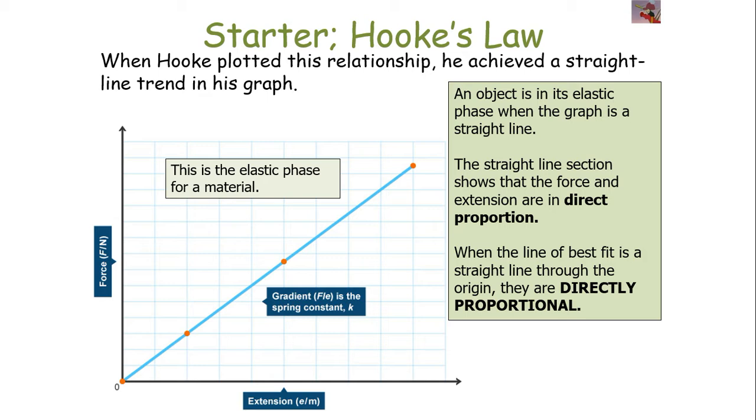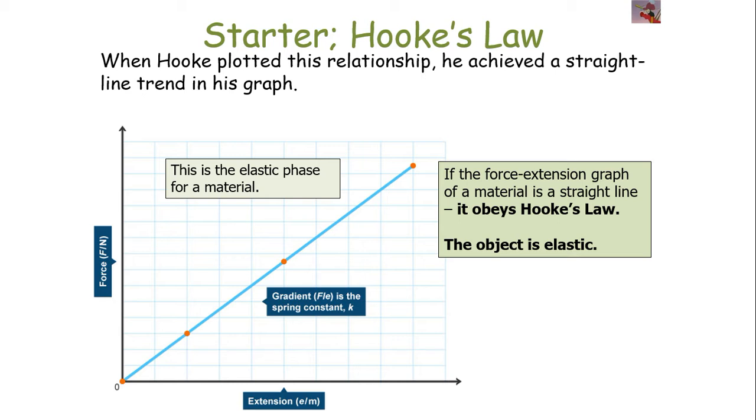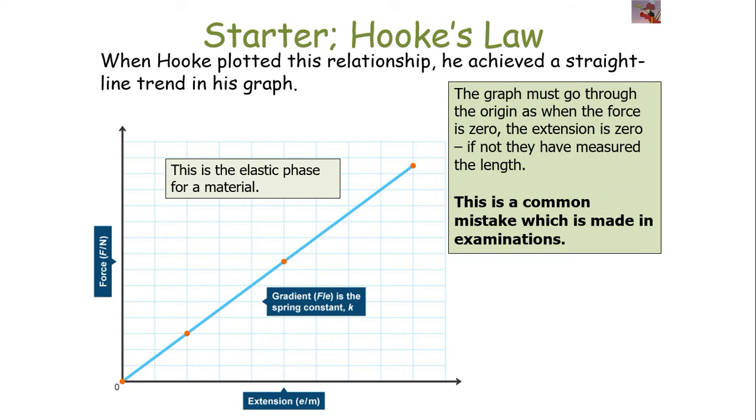So when this was plotted as a relationship, because it shows direct proportionality, force and extension should show you a straight line through the origin, because a straight line through the origin indicates the two factors of the graph are in direct proportion. Now, if the force extension graph of a material is a straight line through the origin, it's acting in its elastic phase, it's obeying Hooke's law, force and extension are directly proportional.